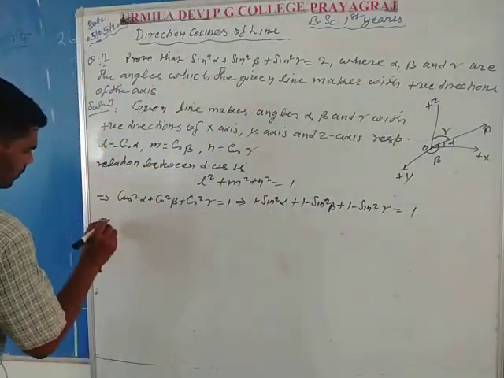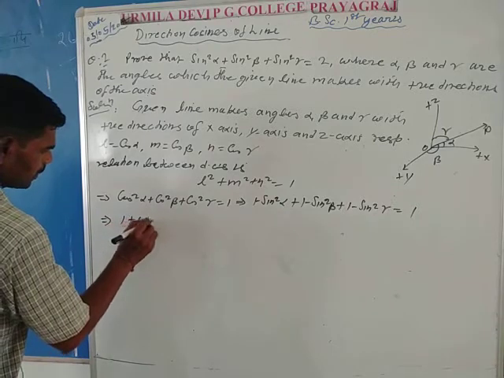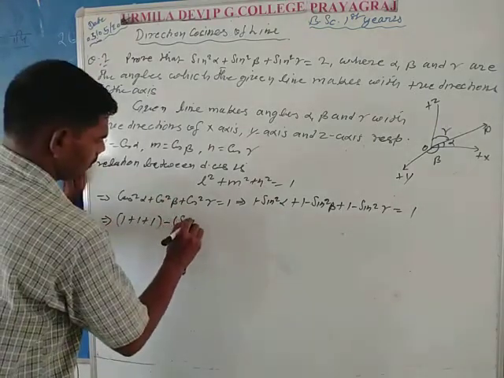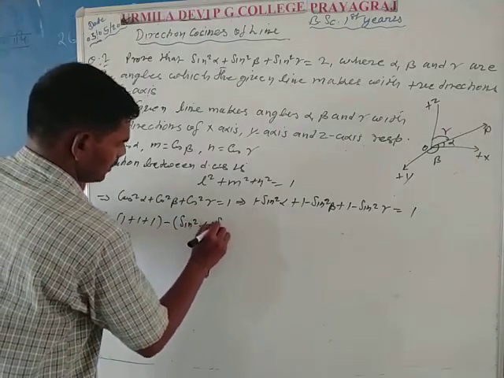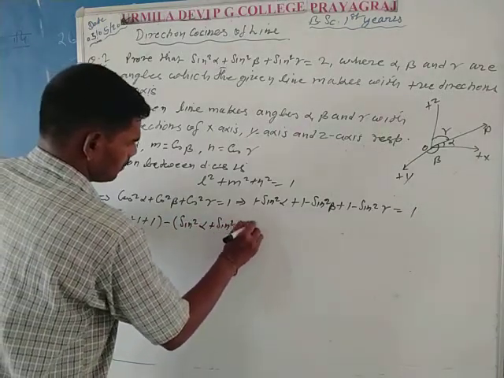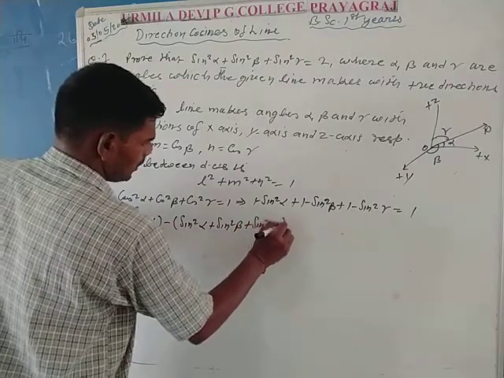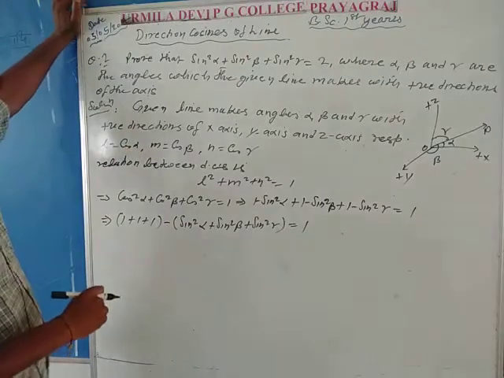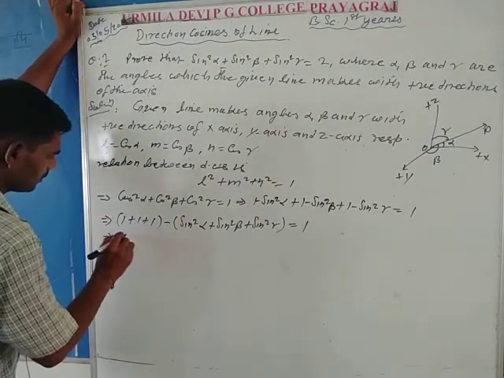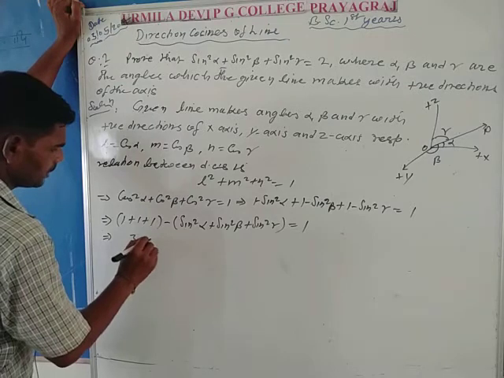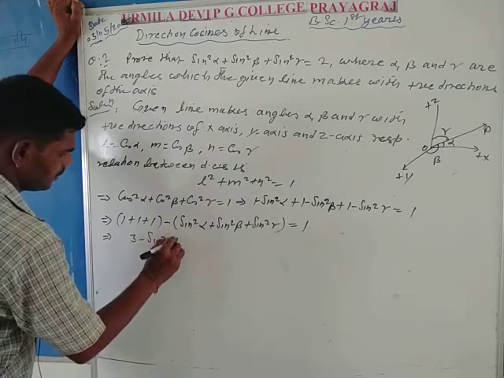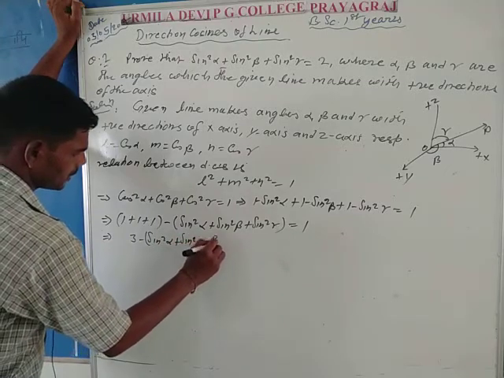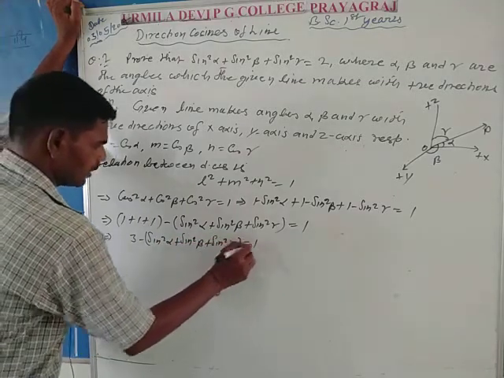Taken in the first bracket, the total numerical values are 1 plus 1 plus 1, minus (sin square alpha plus sin square beta plus sin square gamma) is equal to 1. Simplifying this equation, we get 3 minus (sin square alpha plus sin square beta plus sin square gamma) is equal to 1.